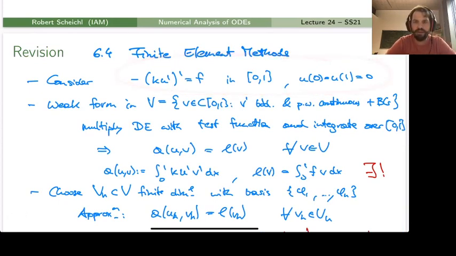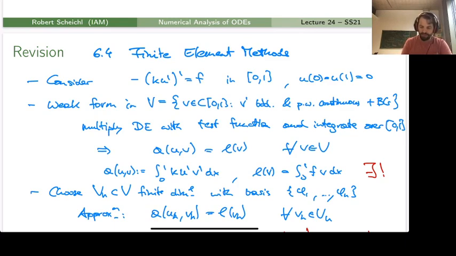So this linear boundary value problem, minus (k u')' equals f on the interval (0, 1) with homogeneous Dirichlet conditions, u(0) and u(1) equal 0. So this is the so-called divergence form of the second order problem that we've been studying in this section 6.